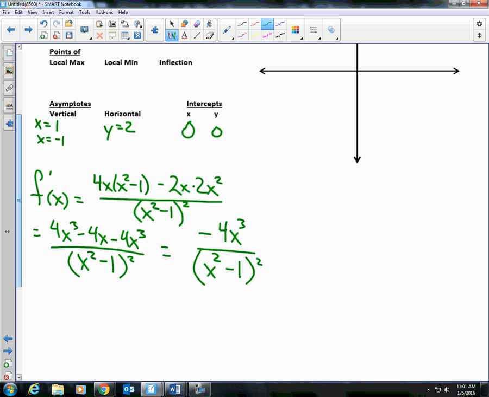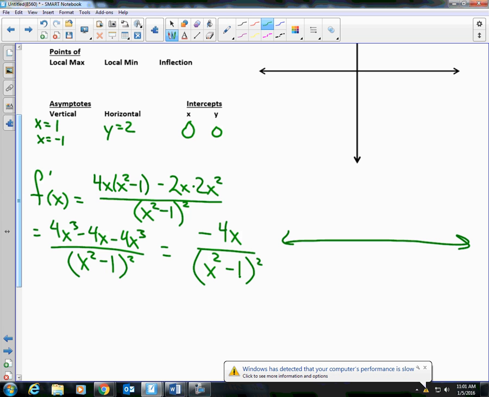True or false? True or false? This expression is always negative. False. Why? Right, so the bottom is always positive, but if the x was negative, then this would be positive. If the x was positive, this would be negative, right? Simple as that.